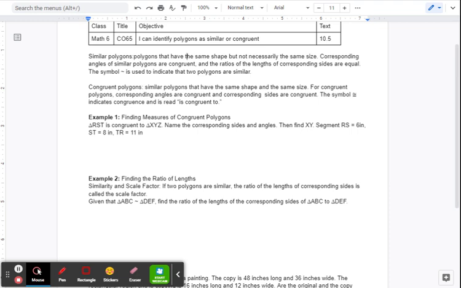Good morning. Today we are continuing with our polygons. We are doing CO65. I can identify polygons as similar or congruent.